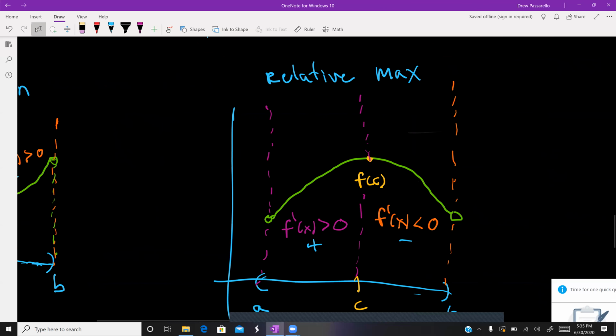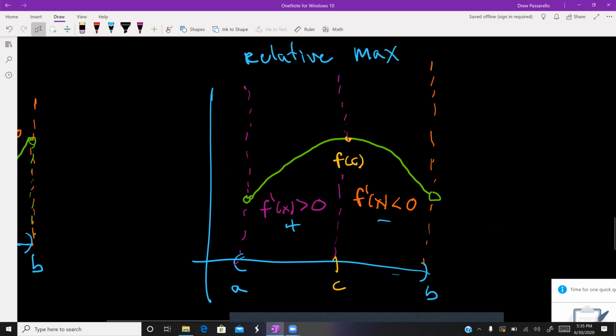Here's a picture representing relative max. To the left of c, the graph is increasing, which means the first derivative is positive, greater than 0. And then to the right of c, its derivative is negative, or the graph is decreasing. So it goes from increasing to decreasing at c, positive to negative for the derivative.